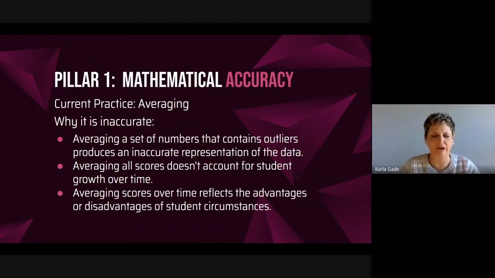So I want to talk about averaging a little bit. The practice of averaging scores that students earn during a given grading period is probably one that most of us, if not all of us, use. However, there are some issues about the accuracy of that grade representing, again, the student's understanding of the standards or essential learning goals in your class. So averaging a data set that has outliers, really high or low scores, actually produces an inaccurate representation of the data overall. Averaging also does not account for student growth over time. And averaging scores really reflects the advantages and disadvantages of student circumstances. So let's take a little deeper look into this idea of averaging.